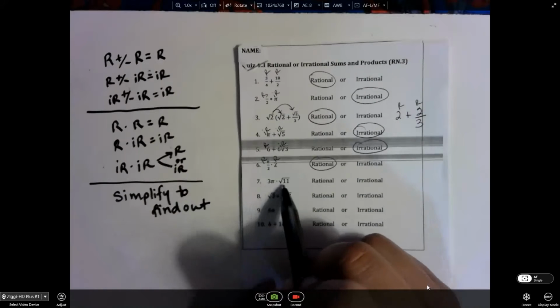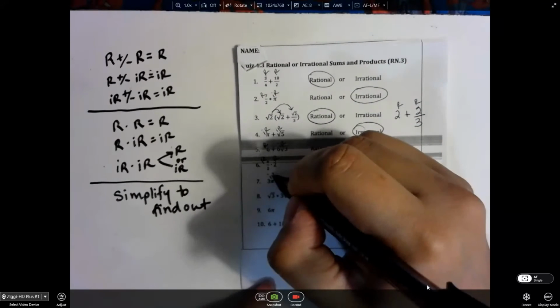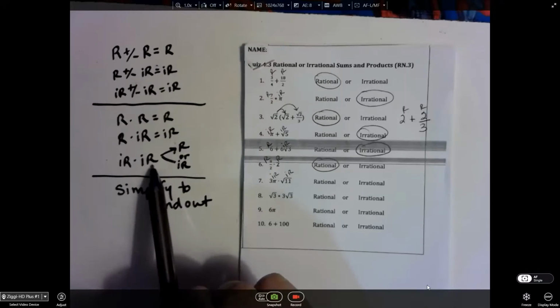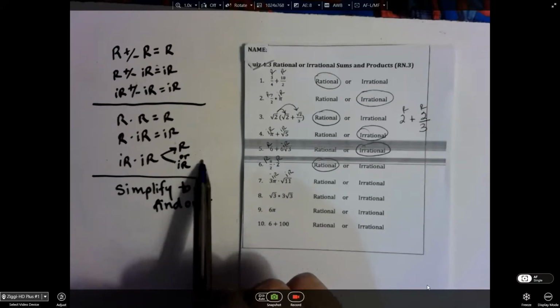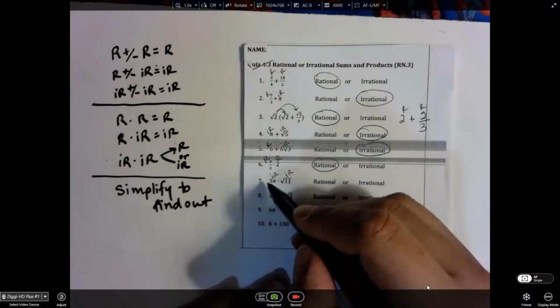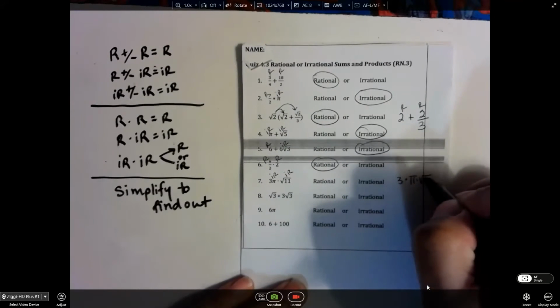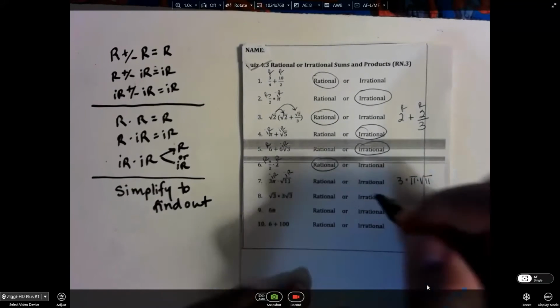3 pi times radical 11. Well, 3 pi is irrational. Radical 11 is irrational. And when you multiply two irrationals, it could be either. So we need to think about this one. Well, there's nothing to think about. You got 3, you got pi, and you got radical 11. They don't simplify. So it's going to be irrational.